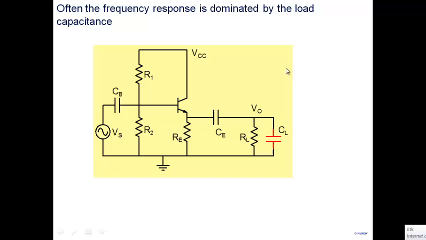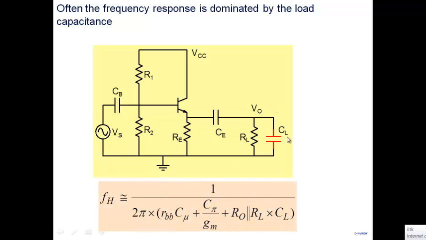Many times what happens is your common collector amplifier is driving not only a load resistance RL, but there may be a large CL also. Depending on the application, your load has RL as well as CL. In that case, what happens is my open circuit time constant approach says RBB C mu, C pi by GM. These are the two terms that we had already determined.